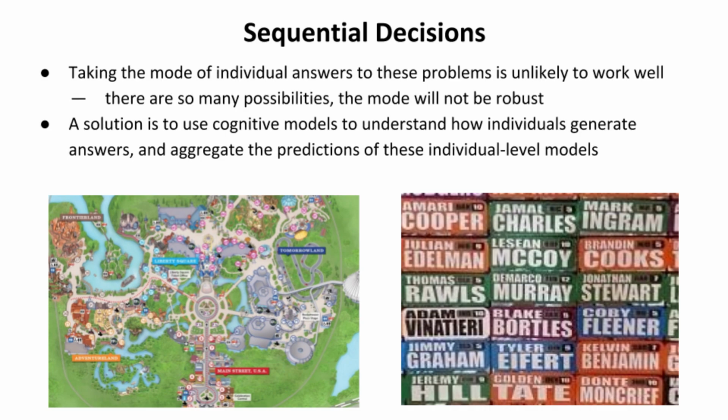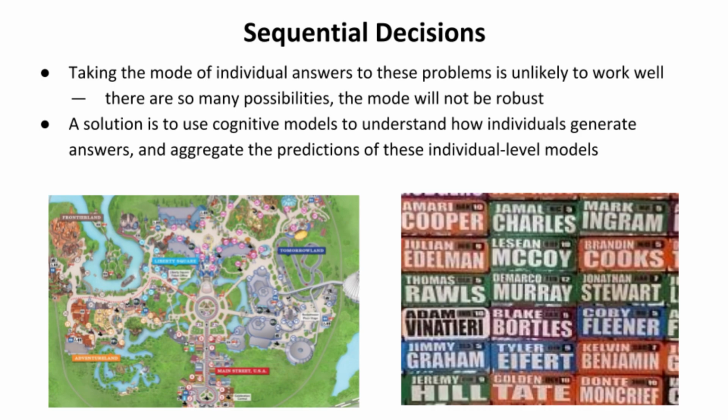For these sorts of sequential decision problems, a simple statistical approach like taking the mode is unlikely to work well because there are so many possibilities. For example, you might ask 100 friends what sequence of rides they would recommend at Disneyland, but no two friends provide exactly the same sequence, and so there is no mode that you can take.